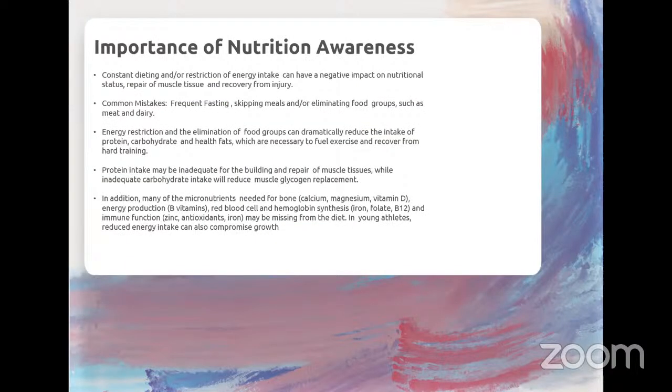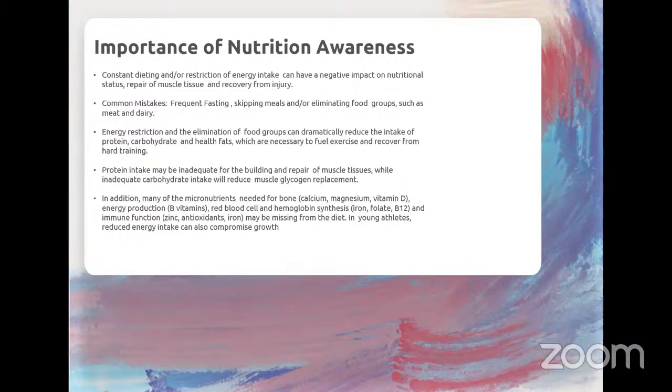So it is important to spread awareness about nutrition. It is very important for repair of the muscle tissue, and it is also important to recover. So it is important to exercise. In order to exercise also, you need some energy that is going to come from your diet. Then after exercise, your muscle needs to repair, and if you have an injury, that also you need energy to recover from.